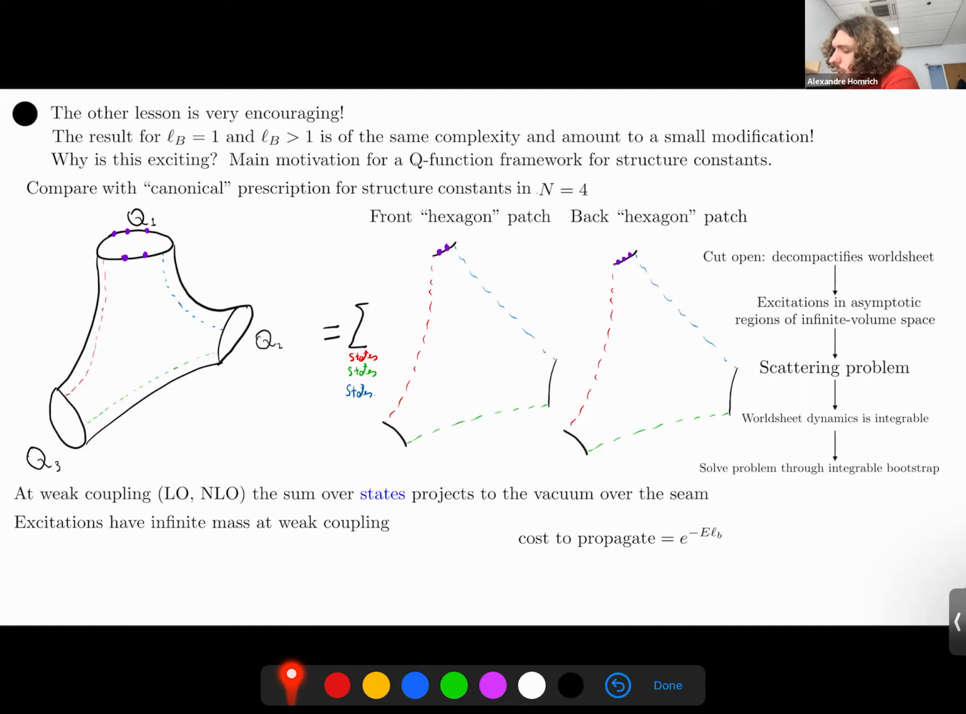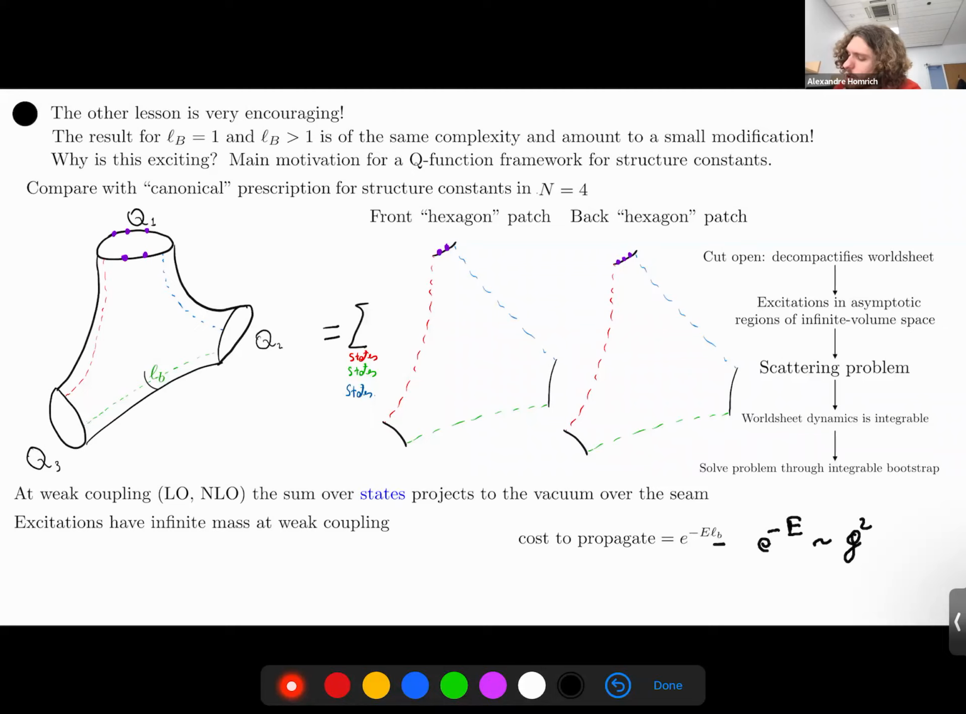More generally, the cost to propagate along these seams, so you recall that these seams here have some length, which is characterized by the bridge length, right? The total length is the length of the operator, but the partial length is the bridge length. And so if you have a very massive particle, it cannot be propagated long distances. So the cost for it to propagate is given by this Boltzmann factor, e to the minus e times the LB. Now, e to the minus energy, as I said, since the energy diverges at weak coupling, is something that's order g squared.